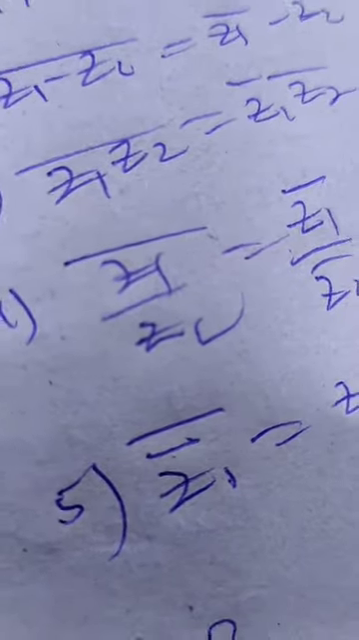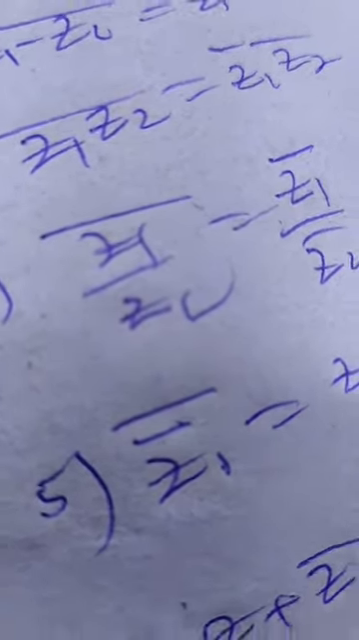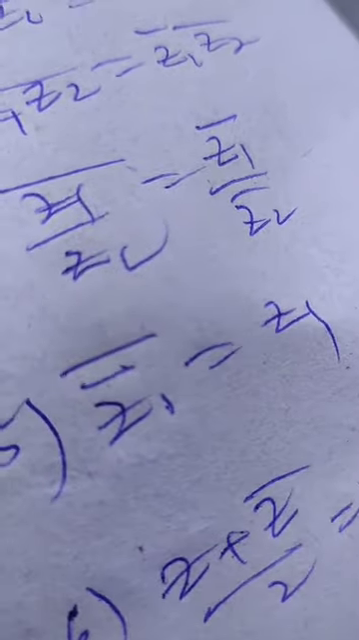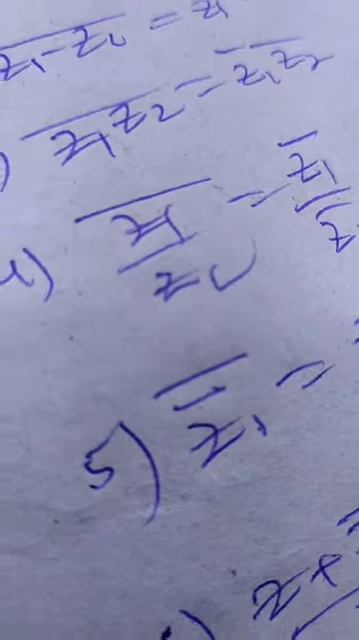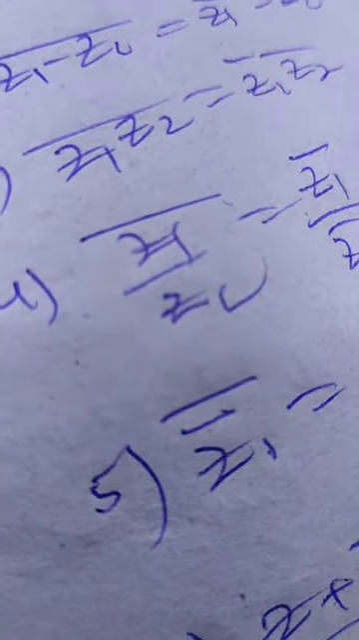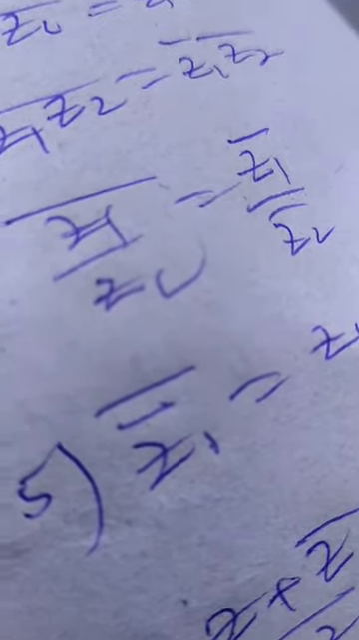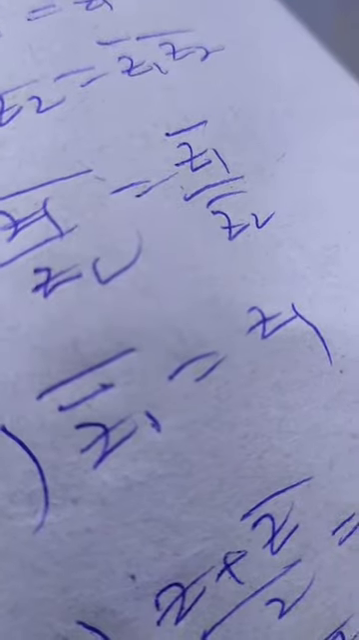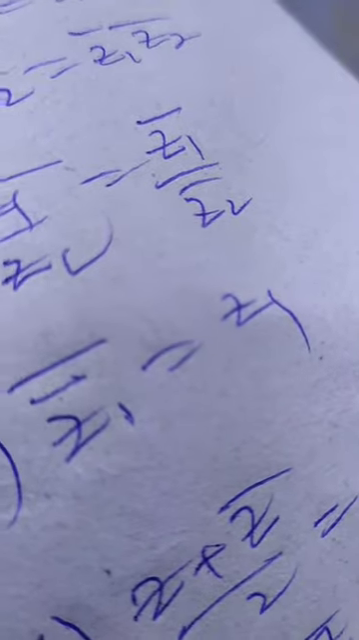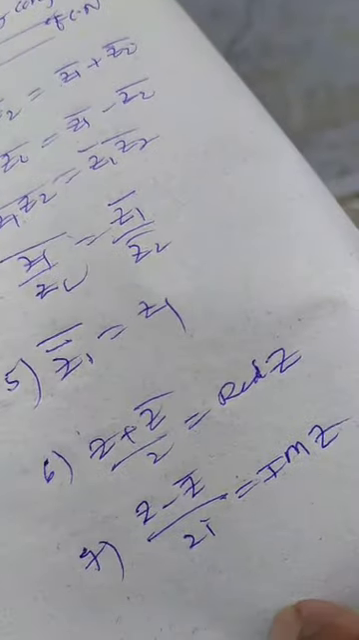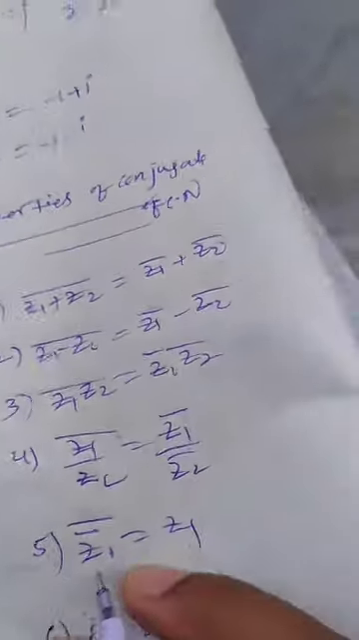And sixth condition, (Z + Z bar)/2 will give the real part of Z. And seventh one, (Z − Z bar)/2i will give the imaginary part of Z. Okay, remember these properties, which are useful to solve the problem.